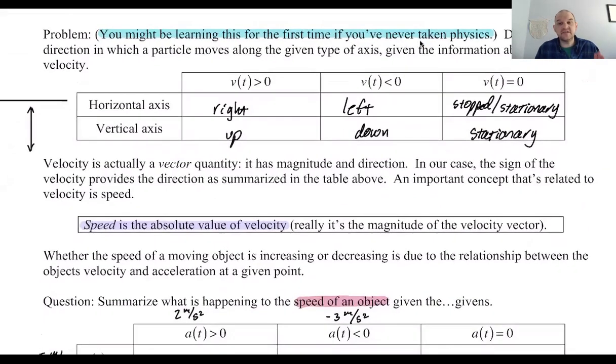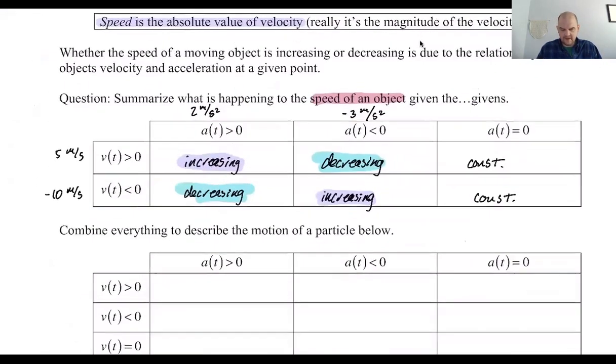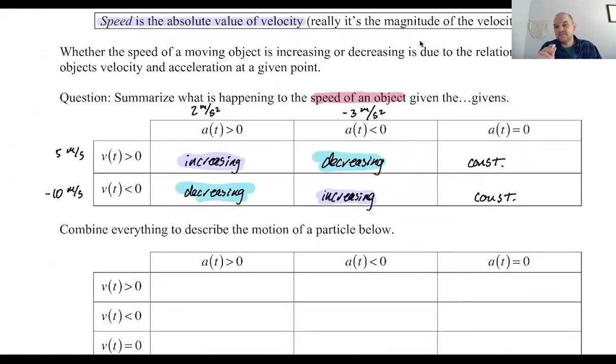Then we talked about speed. Speed is the absolute value of velocity. Can't stress that enough. Just the absolute value of velocity. Somebody asks you about the speed, just take the absolute value of the velocity. You're done. We talked about when speed will be increasing or decreasing.